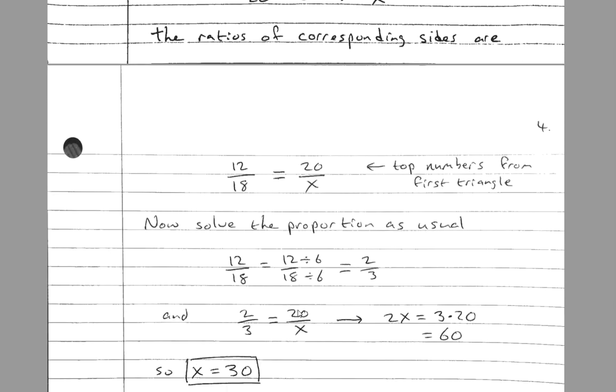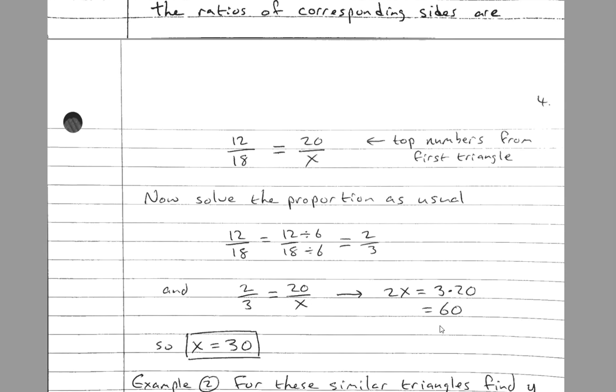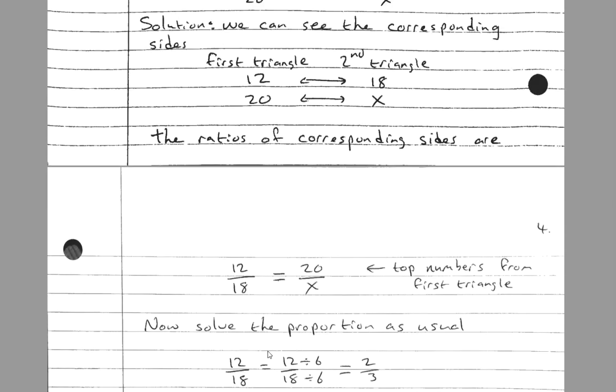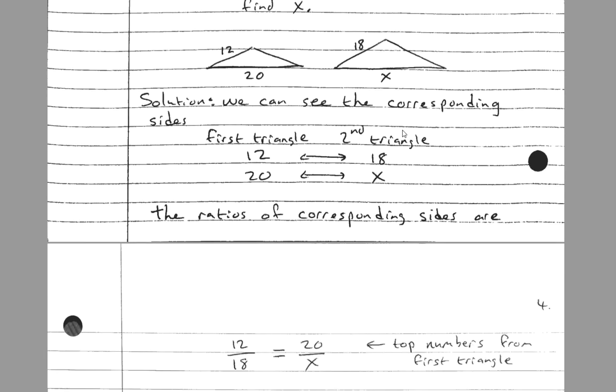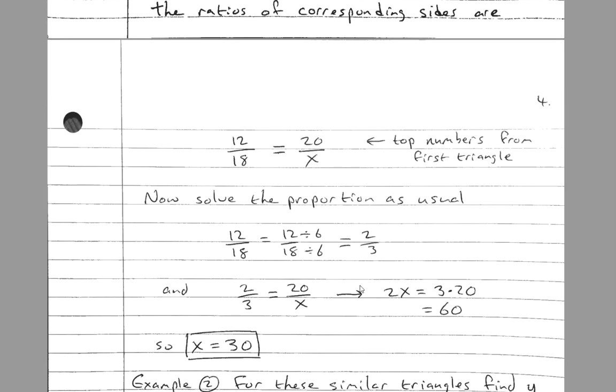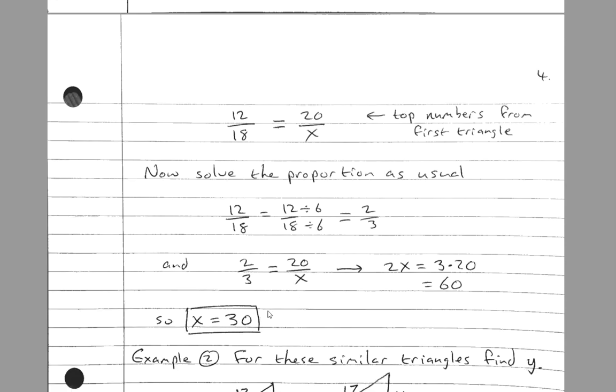Cancel sixes. 2/3 equals 20 over x. 2x equals 3 times 20. 2x equals 60. So x equals 30. And take a look that number makes sense. It's certainly expecting something bigger than 20. And here, the question was just to find x, so x equals 30. That's what the question was looking for.